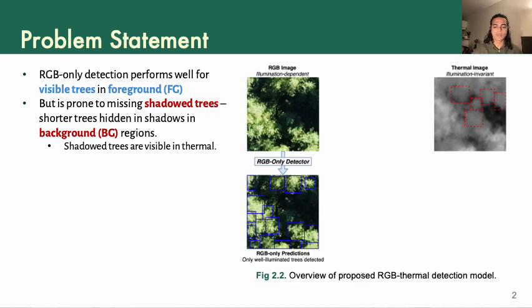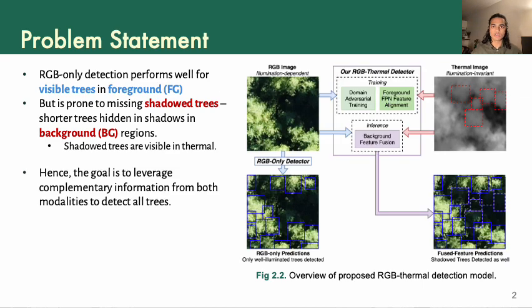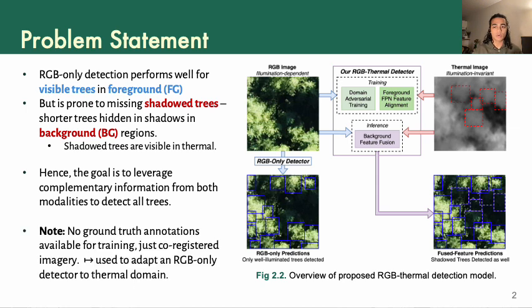So the goal in this work is to leverage the complementary information available from both of these modalities to detect visible as well as shadow trees. The catch, however, is that we want to do this without any ground truth annotations, even for RGB, and instead we only have to rely on the co-registered nature of the imagery.